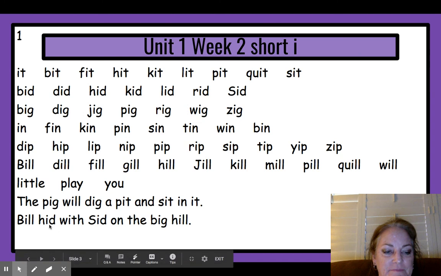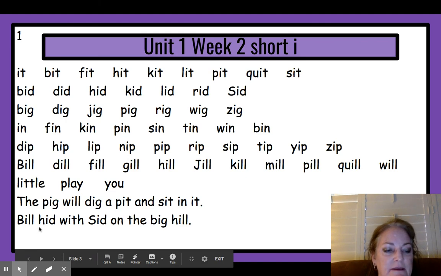Robot read. Bill. Hid. With. Sid. On. The. Big. Hill. Okay, let's chunk it into phrases. Bill hid. With Sid. On the big hill. On the big hill. Two times.